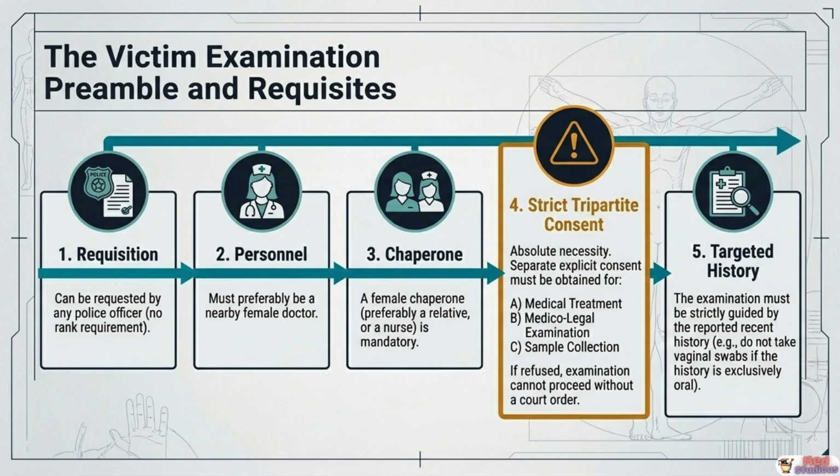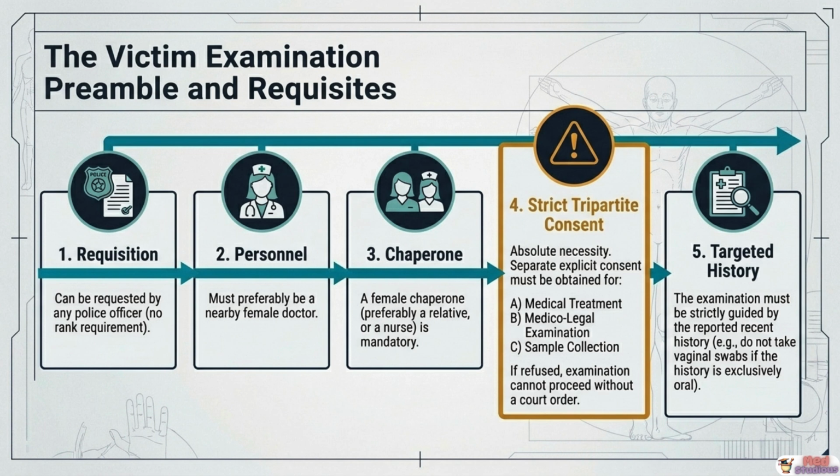Step 4 is the strict tripartite consent, an absolute legal requirement. 3 separate and explicit consents must be obtained and documented: consent for medical treatment, consent for the medical legal examination itself, and consent for biological sample collection. If the victim refuses any component, that component cannot proceed without a direct court order. No exceptions. Step 5 is the targeted history.